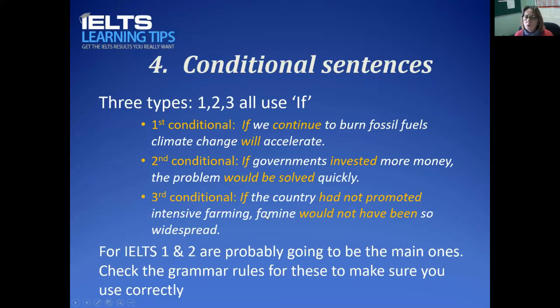So if you want to use the conditionals, I would urge you to just check the grammar, check the meanings, but if you are able to use them, then it will give you a really good ready-made complex sentence.